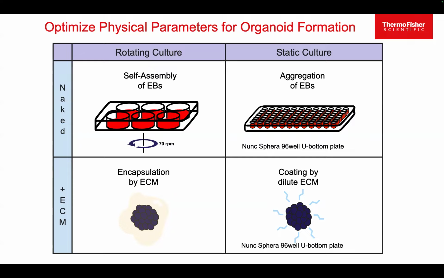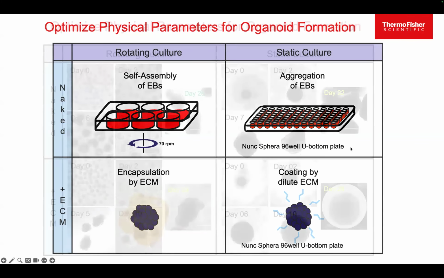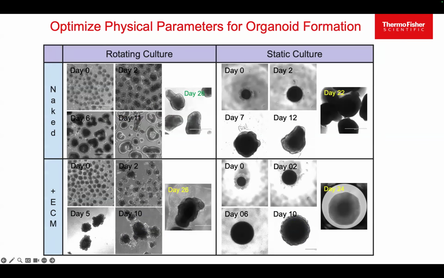When you tried to encapsulate in the U-bottom wells, it just became too hard to actually get them out of the cell themselves. And we couldn't use dilute ECM in the shaking or rotating culture. It basically just triggered massive aggregation, which is no good either. Interestingly, though, ECM encapsulation plays a huge role.